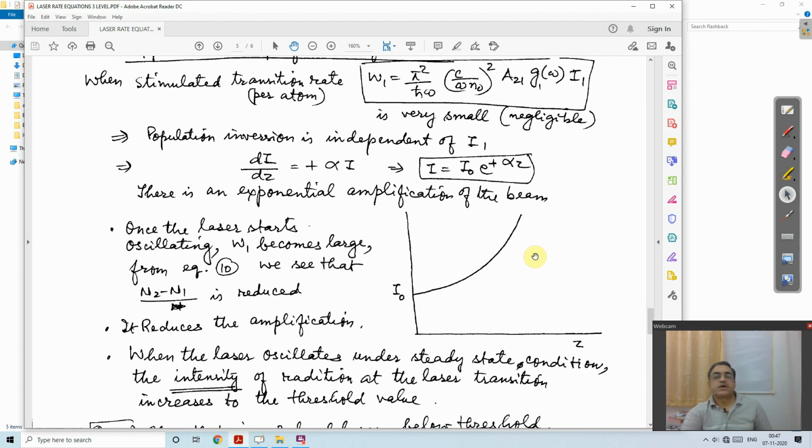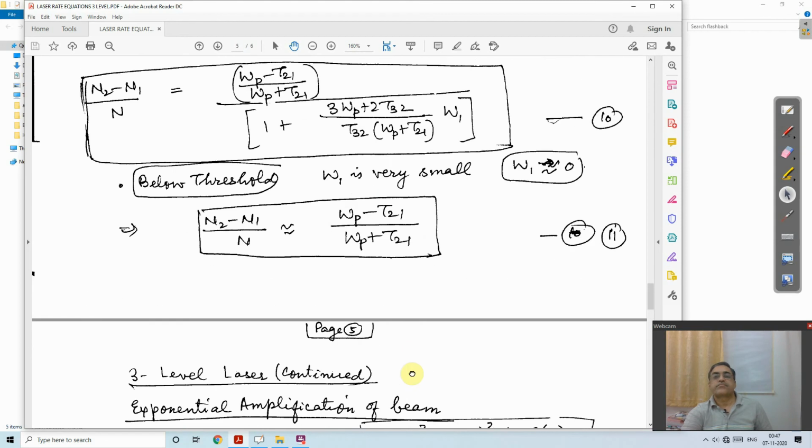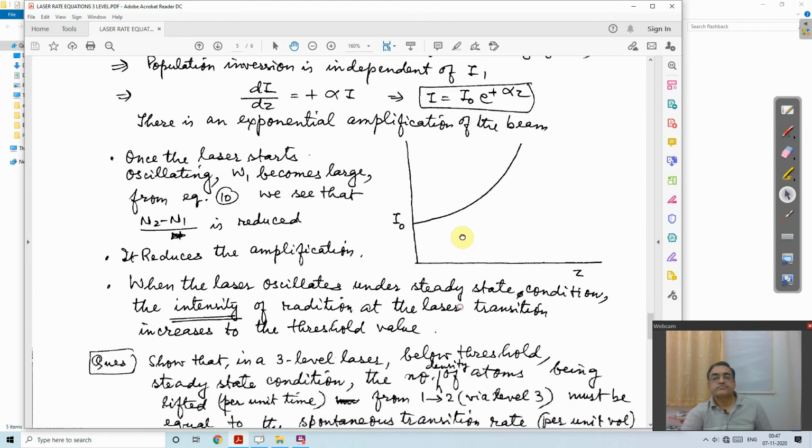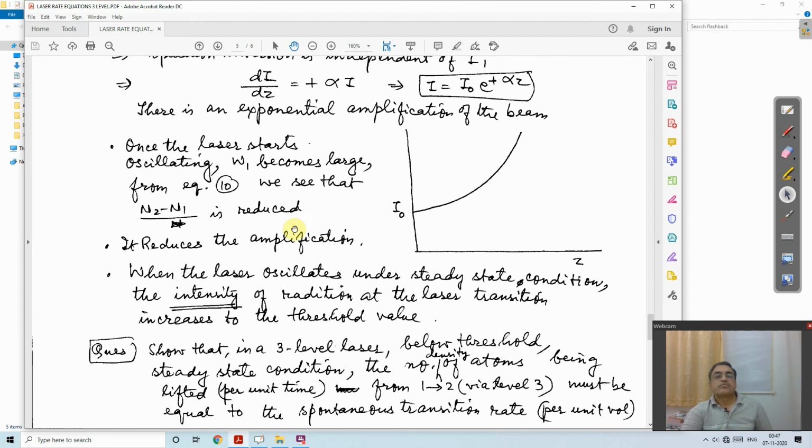Once the laser starts oscillating, W1 becomes large. And when W1 becomes large, it disturbs the approximation here. From equation 10, we see that N2 minus N1 is reduced, and it reduces the amplification when the laser oscillates under a steady state condition. The intensity of radiation at the laser transition increases to the threshold value.